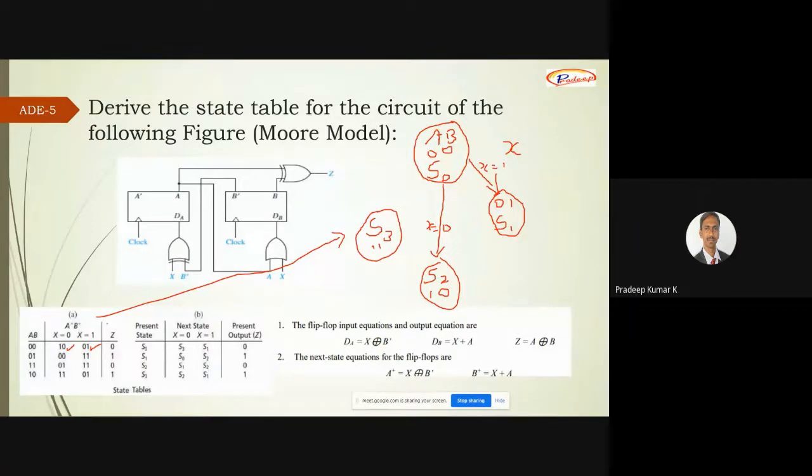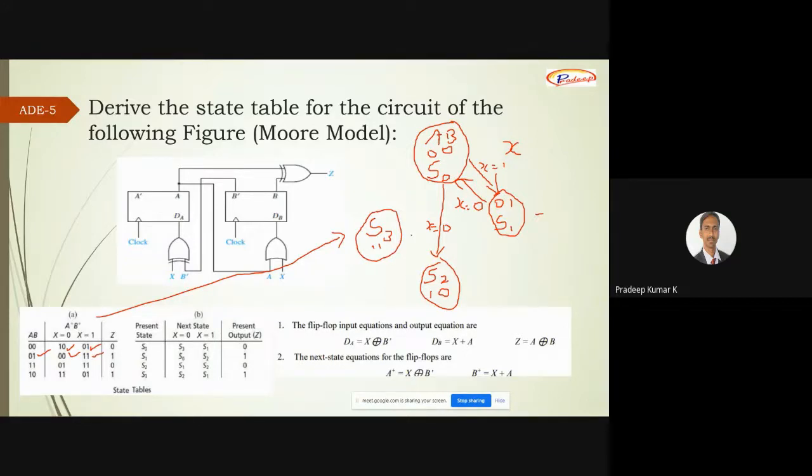Now assume that the state is at the 0 1 condition. What happens when X is equal to 0? It will move to the previous state. So there will be an arrow mark in the backward direction, and you need to label it as X equal to 0. So when X is equal to 0 and the current state is 0 1, it will reach the 0 0 state.